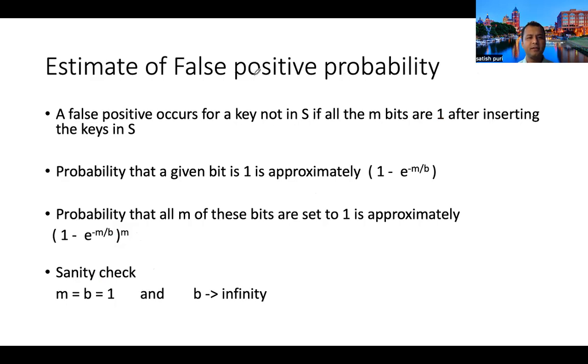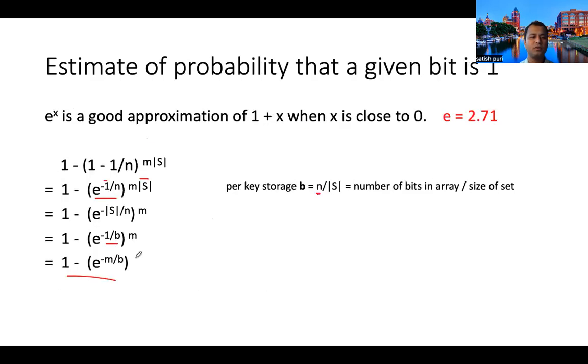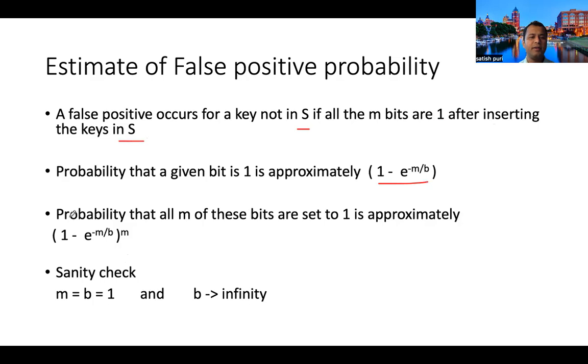Now we come to estimating the false positive probability. A false positive occurs for a key that is not in S and has not been inserted into the Bloom filter if all the m bits are 1 after inserting the keys in S. So that's the false positive. The probability that a given bit is 1 is 1 minus e to the power minus m over b. So this is what we saw here. Now, the probability that all m of these bits are set to 1 is the same thing multiplied m times, so that is the power m, exponent m.